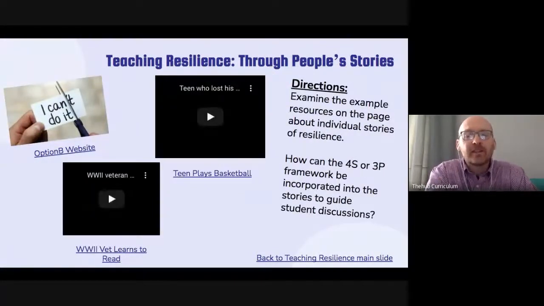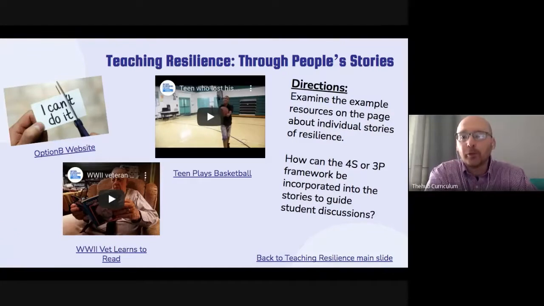Another way, and this is one of my favorite ways, is through other people's stories, especially at the secondary level. Sometimes you have some students who will share everything, and you have other students who really are hesitant to share anything about their personal life. And so we can use other people's stories to build in and explicitly talk about resilience. So this option B website that's linked here has a lot of great stories. It's all centered around resilience, but it's broken up into a lot of different topics like grief and loss.